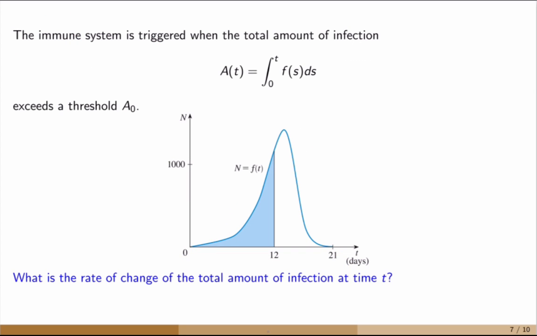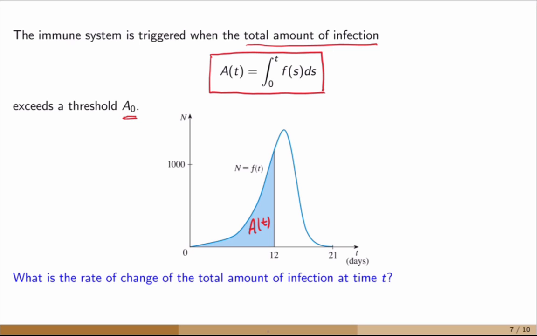Now the immune system is triggered if the total amount of infection increases beyond a certain threshold. And the total amount of infection is the integral from 0 to t of f of s ds. So in the end it is the area under this infection curve. So this area here would be a of t at time t equal to 12. If this area exceeds the threshold a0, then the immune system kicks in.